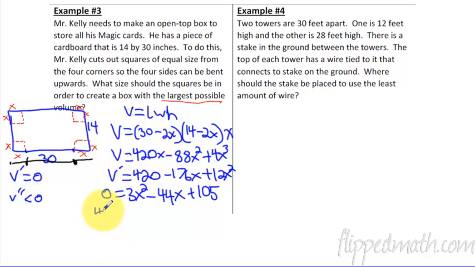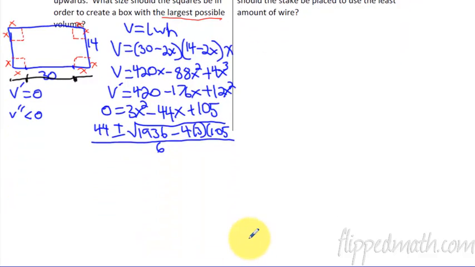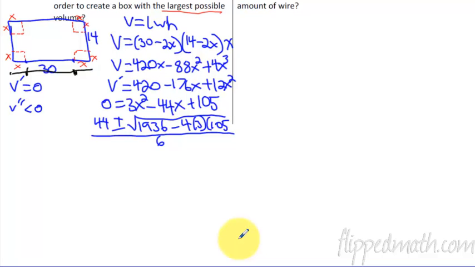So negative b plus or minus the square root of b squared. I plugged b squared into a calculator. I get 1936 minus 4ac, 4 times 3 times 105, all over 2a. And 2 times a is 6. Let's scroll down here a little bit to give us some more room. Okay. So then when you simplify this, you're going to end up with a nice perfect square. Plug it in the calculator. You end up with 44 plus or minus 26 over 6.